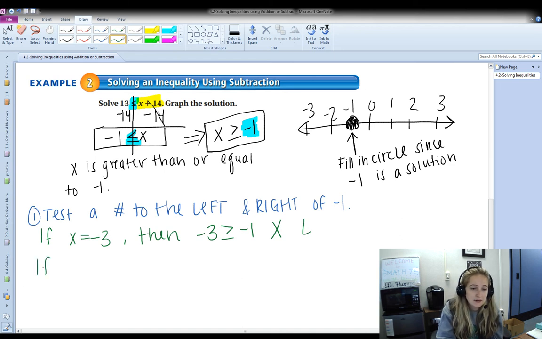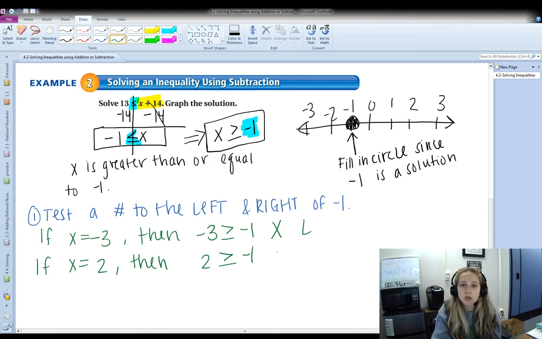So now let's pick a number to the right. If x equals, let's pick positive 2. If x equals positive 2, then 2 is greater than or equal to negative 1. Is 2 greater than negative 1? Yes. Okay, so that means that everything to the right is a solution. All right. So therefore, we want to shade to the right of negative 1, the point, because we tested the point.